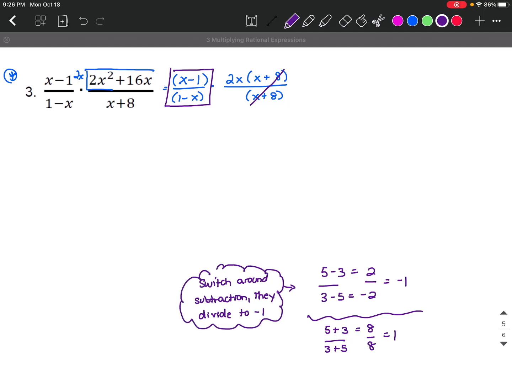And that's important because this x minus 1 over 1 minus x divides to negative 1. So we have negative 1 times 2x, and the only thing left in the bottom is just 1. So negative 1 times 2x is negative 2x, and we never leave it over 1. We're done. That's as simple now as it gets. Okay, we will talk more about that as we go on, but I wanted you to at least see that and hear that, and that's really important, that when you switch around a subtraction sign, it divides to negative 1.